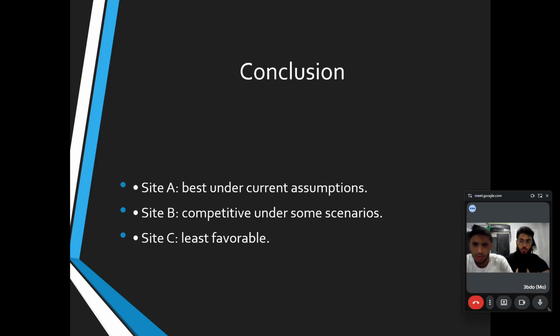The conclusion. In conclusion, site A is the best under current assumptions. Site B can be better under some conditions or for risk averse investors. And the last, site C is the least favorable.